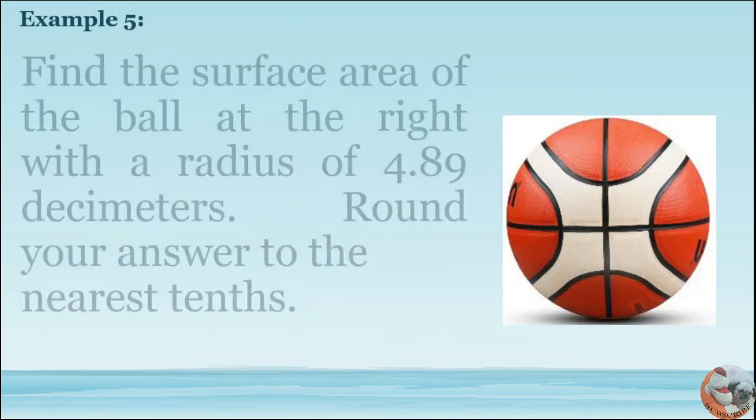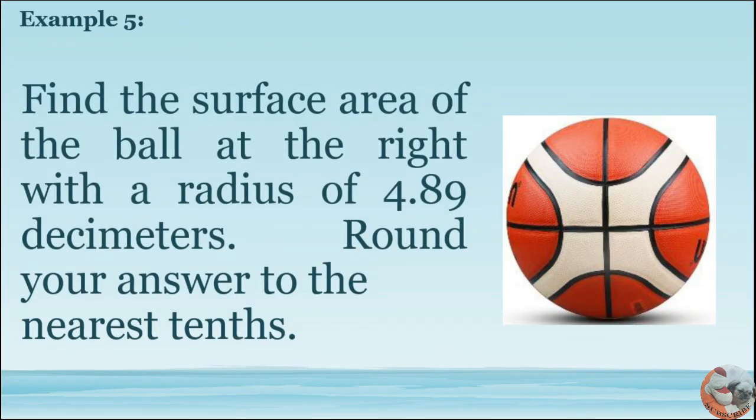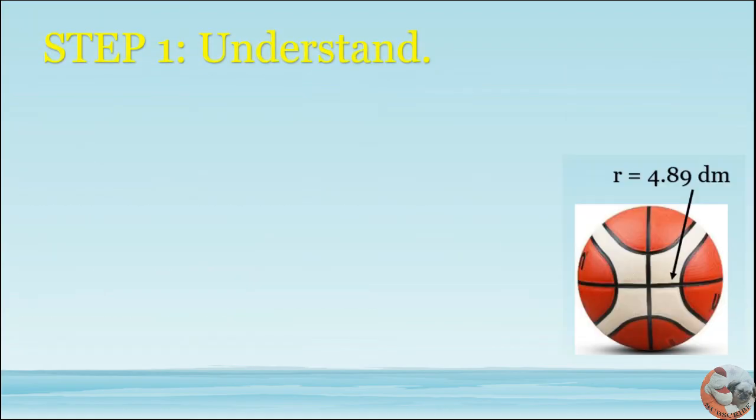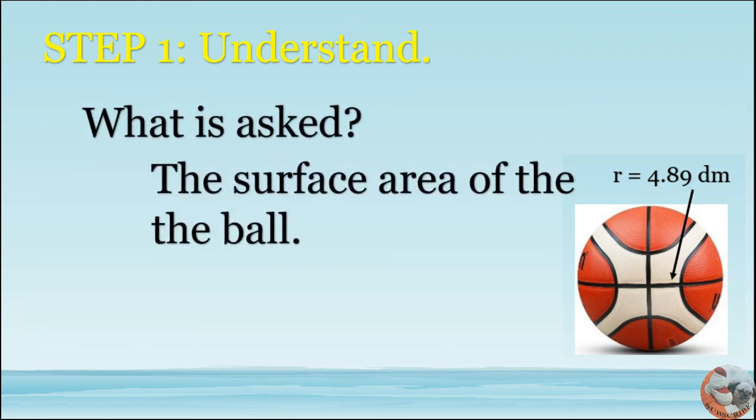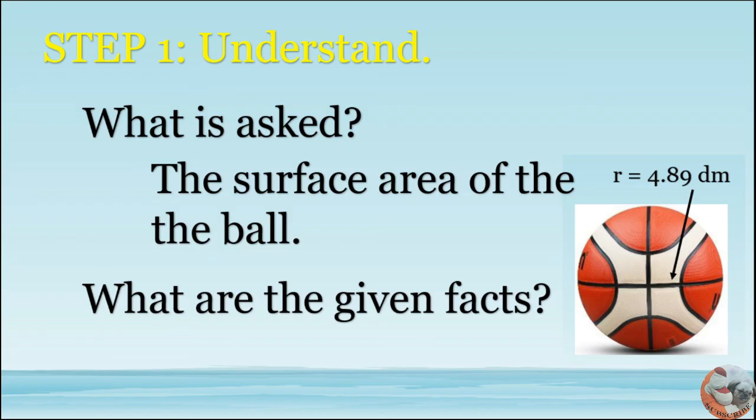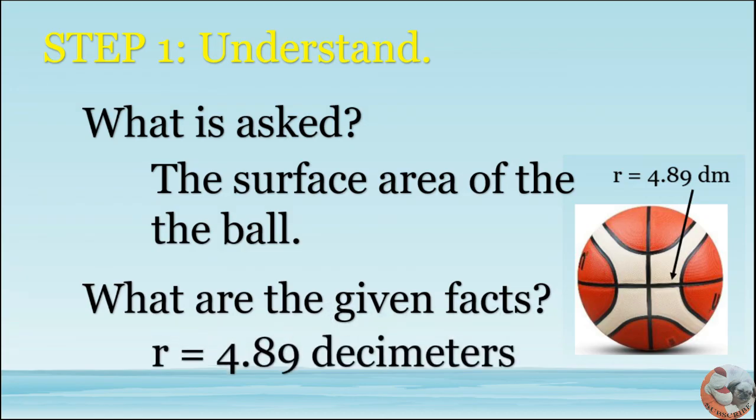Example 5. Find the surface area of the ball at the right with a radius of 4.89 decimeters. Round your answer to the nearest tenths. Step 1. Understand. What is asked? The surface area of the ball. What are the given facts? Radius is equal to 4.89 decimeters.